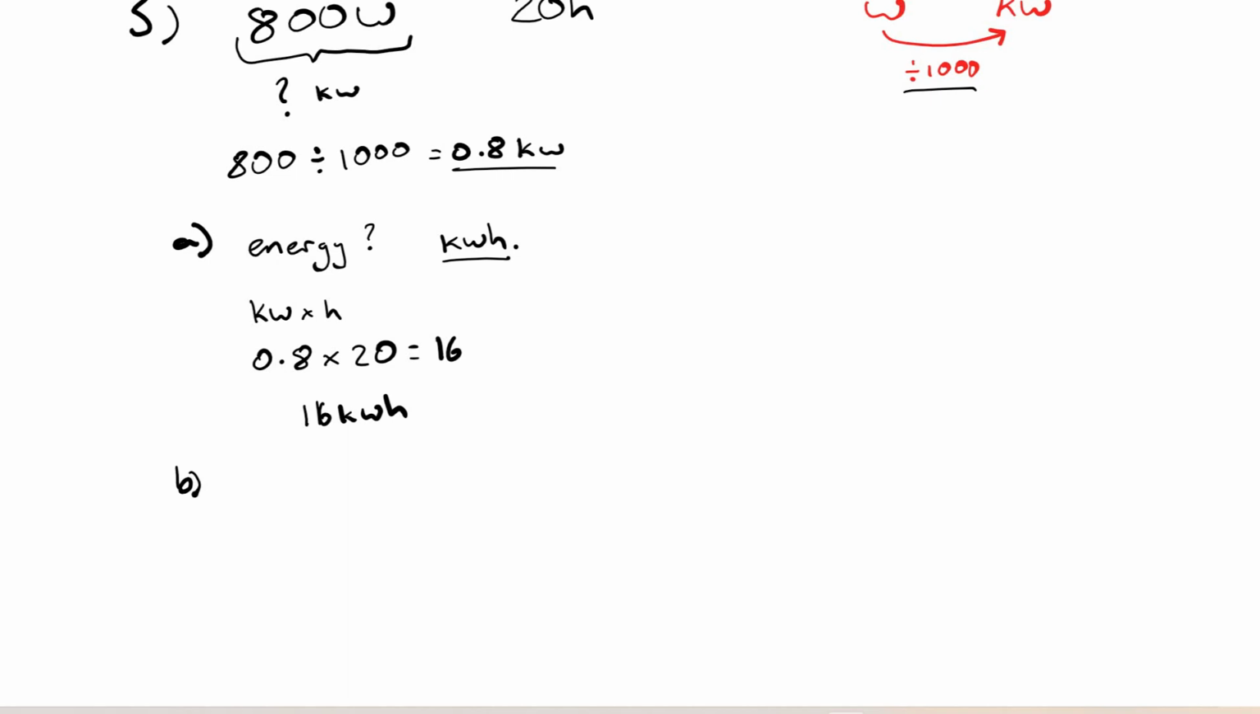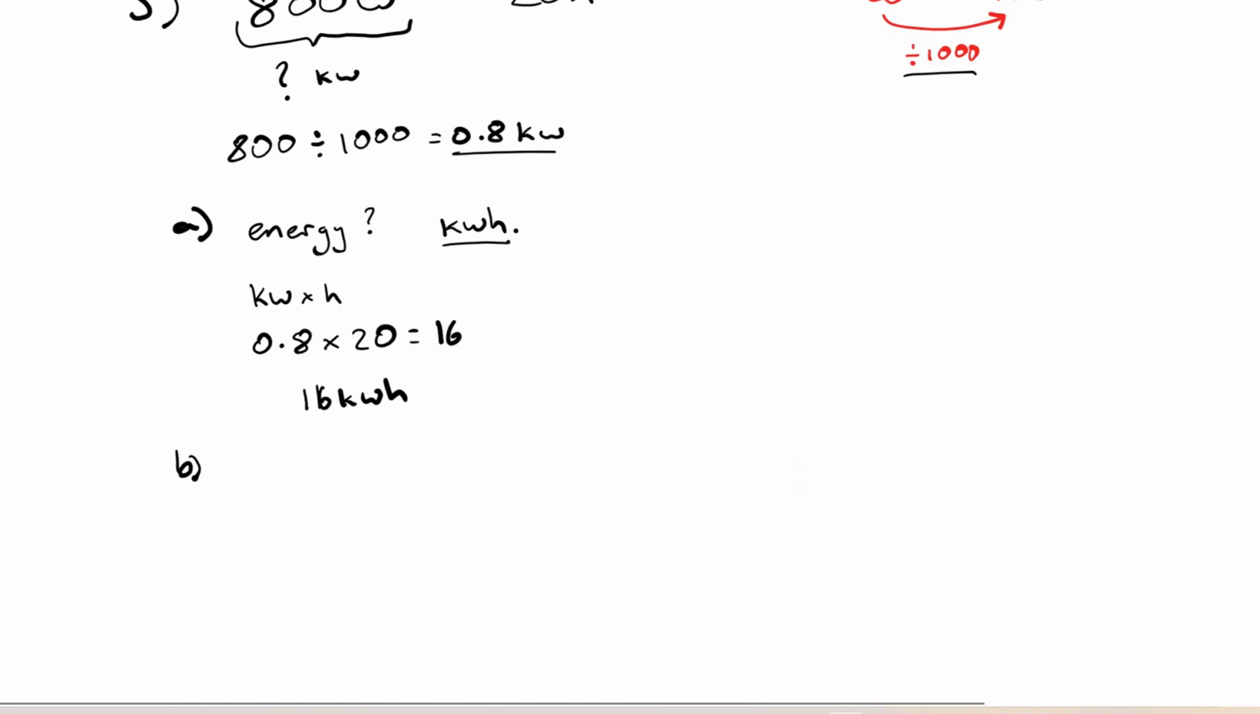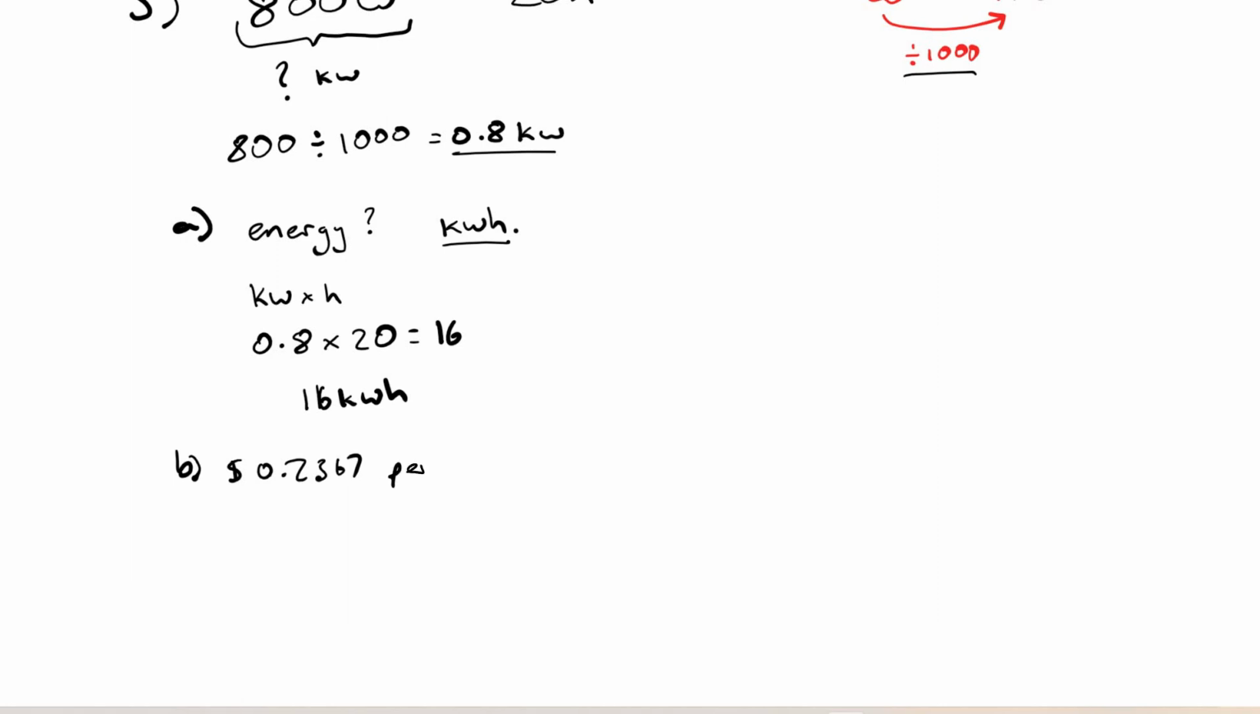B. What is the cost of using the microwave oven for a week if the electricity is charged at a rate of 0.2367 per kilowatt hour? So the rate is 0.2367 per kilowatt hour. Now, how many kilowatt hours do we use? We use 16 kilowatt hours.